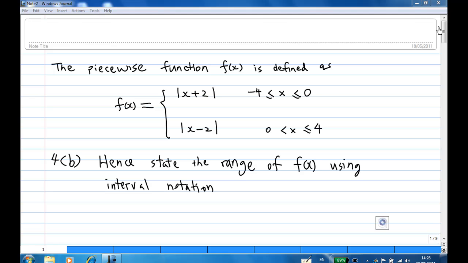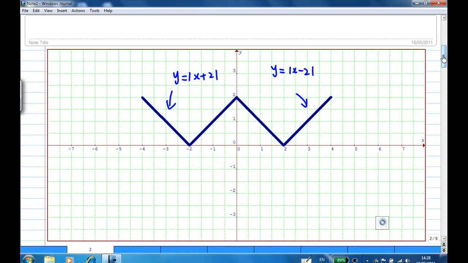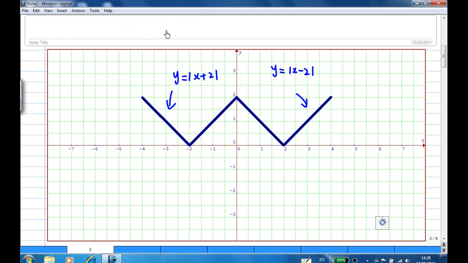Now in our earlier part, we have seen the graph look like this. The graph on the left is the graph of y equal to absolute value of x plus 2. The graph on the right is a graph of y equal to absolute value of x minus 2.